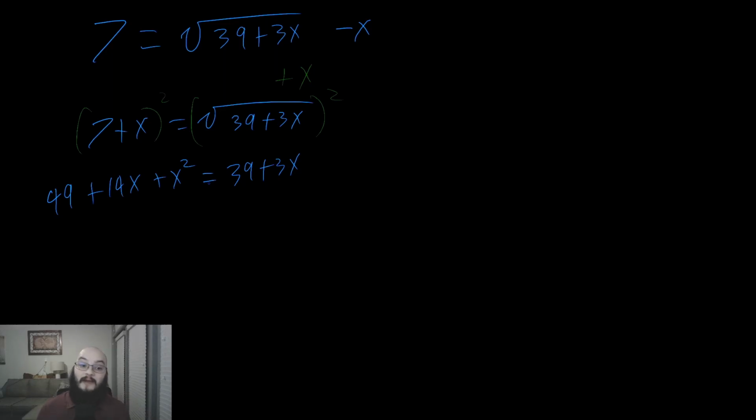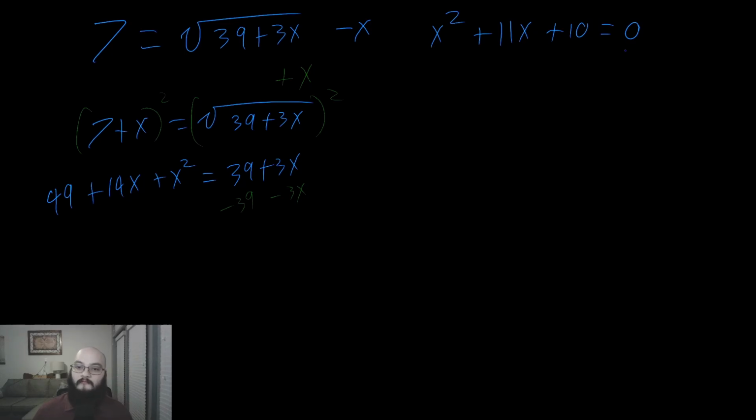Now we have all of our radicals gone. We do have a quadratic. Let's isolate everything over to one side and factor out, solve for our roots. We need to subtract 39 and subtract 3x from both sides. This will give us x squared plus 11x, and that's going to be plus 10 is equal to 0.